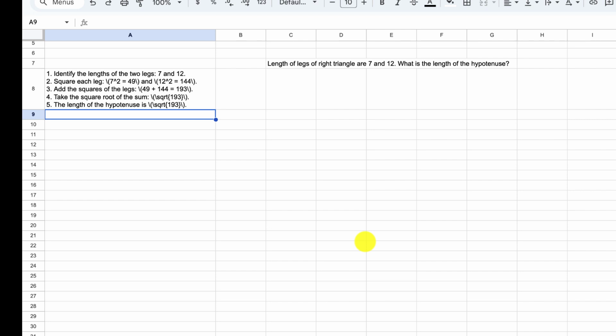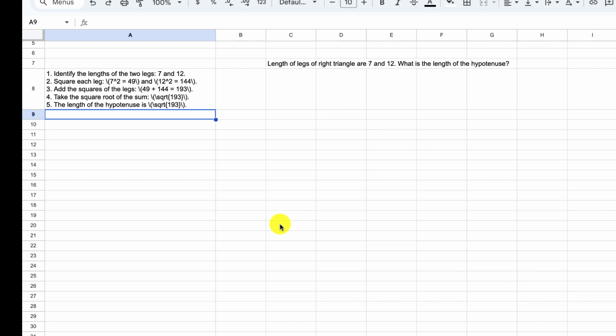For example, in step 2, it says square each leg, and the equation is 7, and then that funny upward pointing arrow, and then 2. That's supposed to be 7 squared equals 49, and 12 squared equals 144. Sometimes the output shows the superscript squared the way we normally see it, but for some reason this time, instead of a superscript, it's an upward pointing arrow. And then you see step 5, the length of the hypotenuse is the square root of 193.